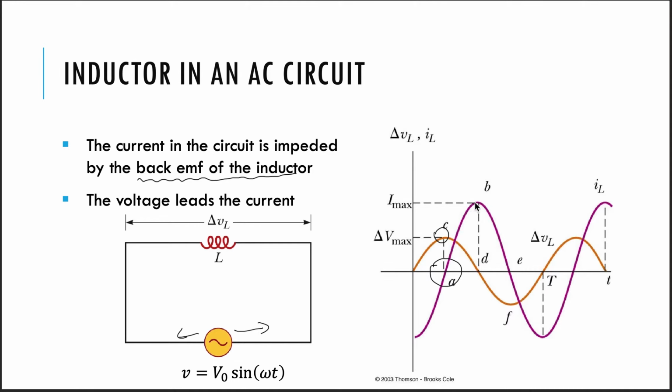When we have a maximum current here, at this instant there's no change in current. It has reached its maximum. When there's no change in current, then there's no voltage. So you can see that the voltage and the current reach their maxima at different times. They're not in phase. We say they're out of phase. And we say, in this case of the inductor, that the voltage leads the current. This means that the maximum of the voltage occurs before the maximum of the current.